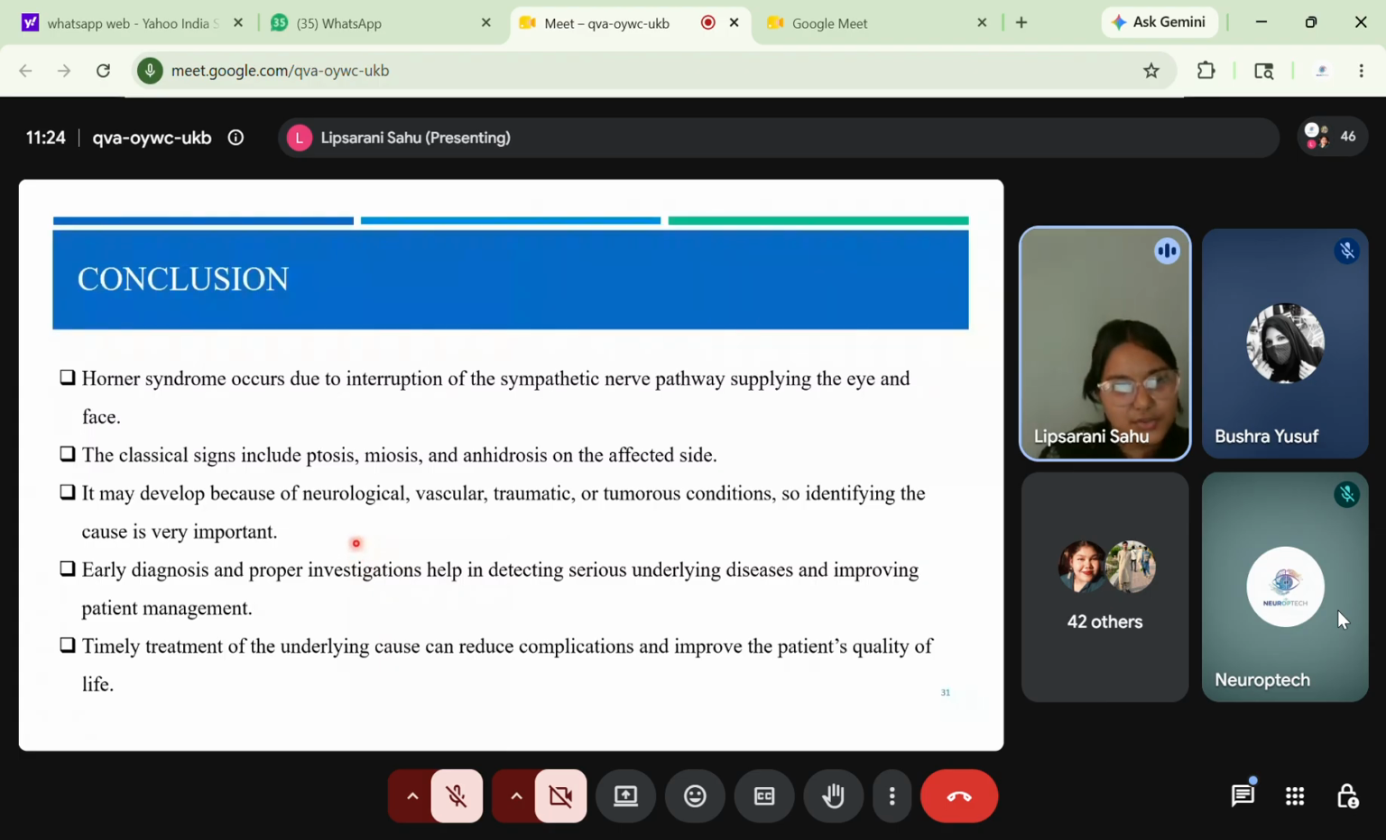So, in conclusion, Horner syndrome occurs due to the interruption of the sympathetic nerve pathway supplying the eye and face. The classical signs include ptosis, miosis, and anhidrosis on the affected side. It may develop because of neurological, vascular, traumatic, or tumor conditions. So identifying the cause is very important. Early diagnosis and proper investigation help in detecting serious underlying disease and improving patient management. Timely treatment of the underlying cause can reduce complications and improve the patient's quality of life.